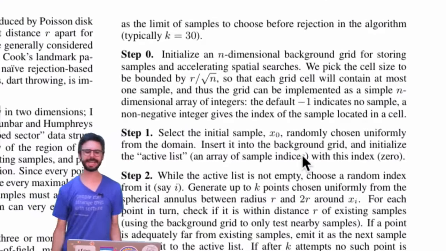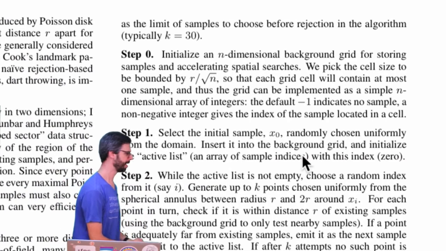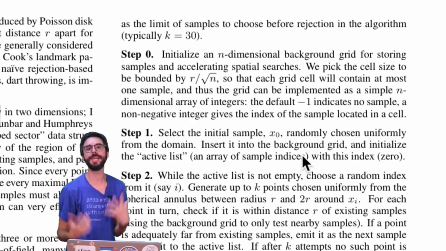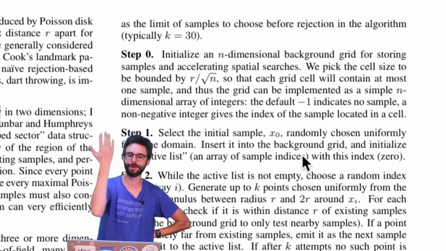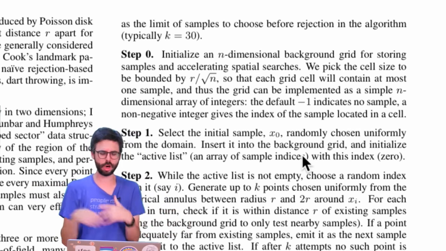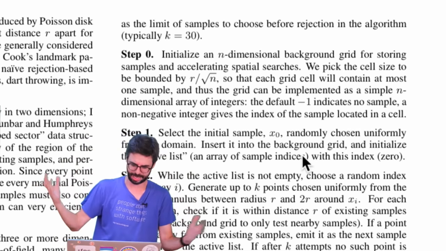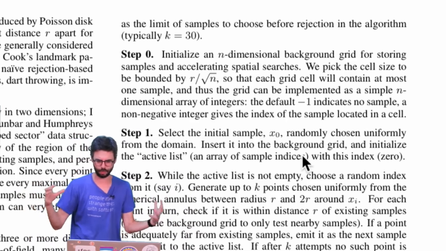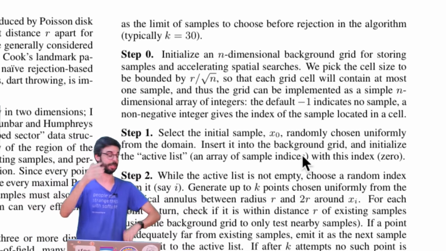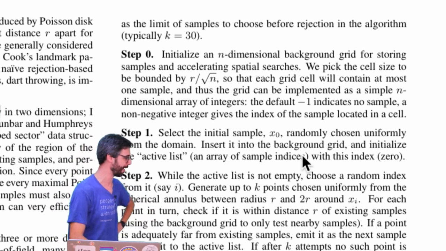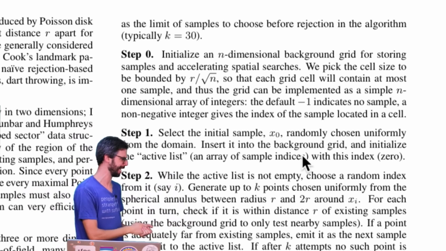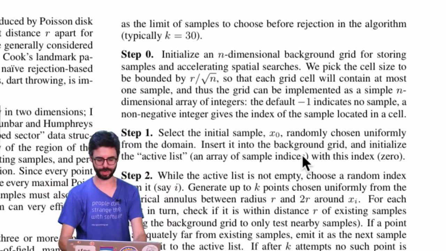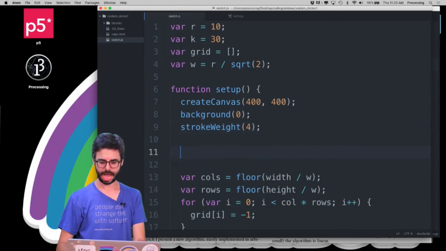Select the initial sample, x sub 0. What do I mean? Pick a random point. That means pick one random point, chosen uniformly from the domain. Insert it into the background grid and initialize the active list. There's a bunch of extra stuff there, so forget about this active list for a second. Let's say I need to pick a random point. That's not too hard. I can pick a random point.